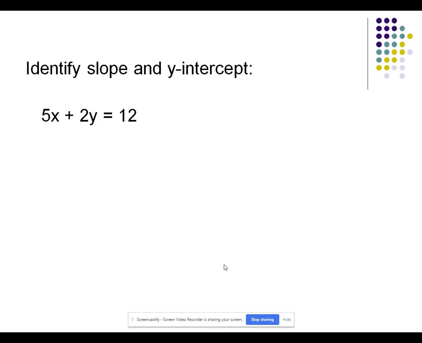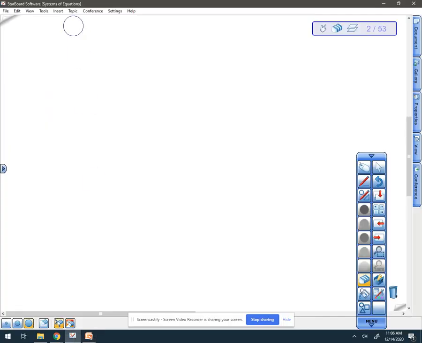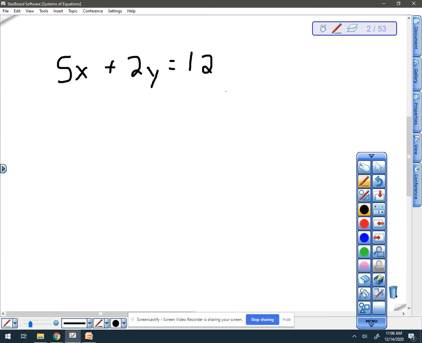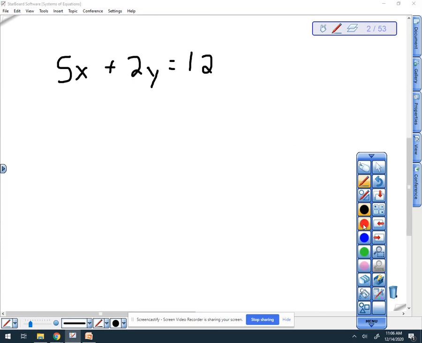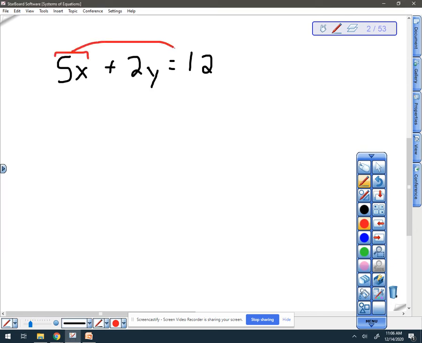All right, 5x plus 2y equals 12. So 5x plus 2y equals 12. So we want to move the 5x, put it after the equal sign, and change the sign. So what's left over here? 2y equals 5x becomes negative 5x plus 12.